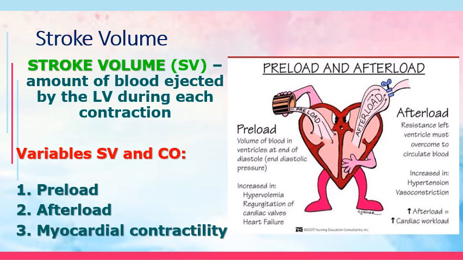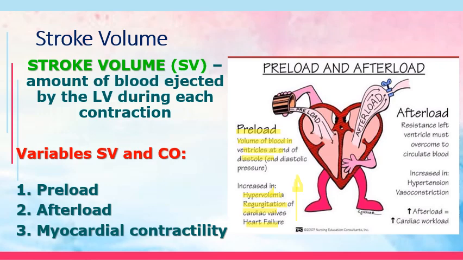If you look at the illustration on the right side of the slide, your preload is shown as the volume of blood at the ventricles at the end of your diastole. Okay, so this is affected by hypervolemia, regurgitation of cardiac valves, and even heart failure. These conditions can increase your preload. So hypervolemia is fluid volume excess. If your patient has fluid volume excess, there will be an increased workload for your heart.